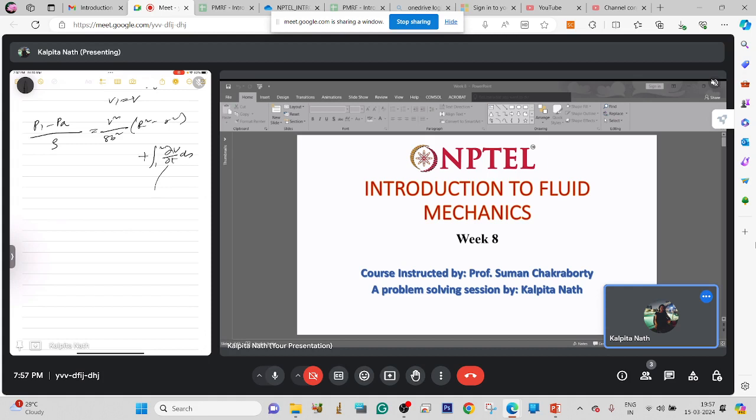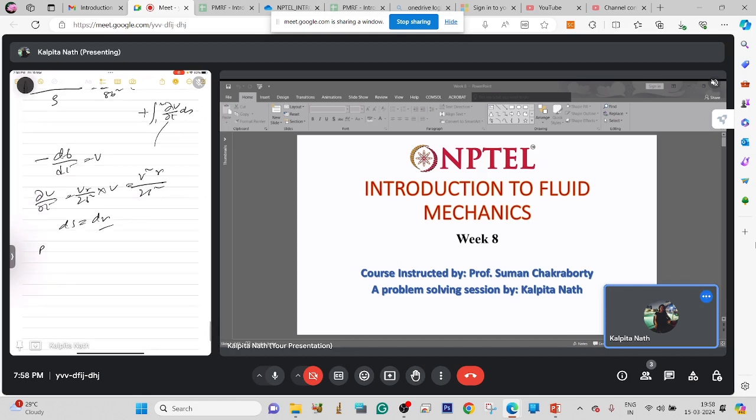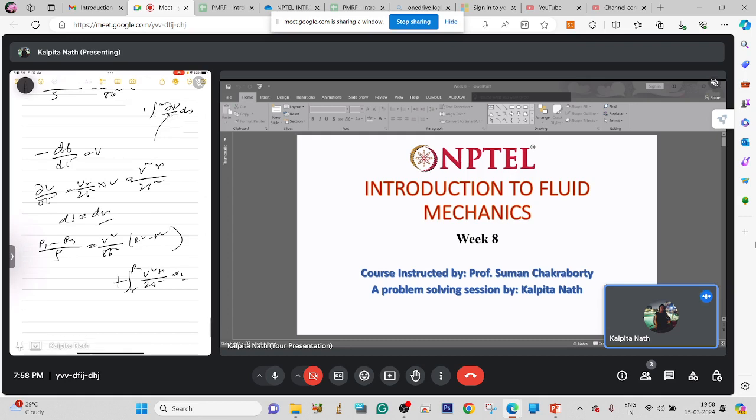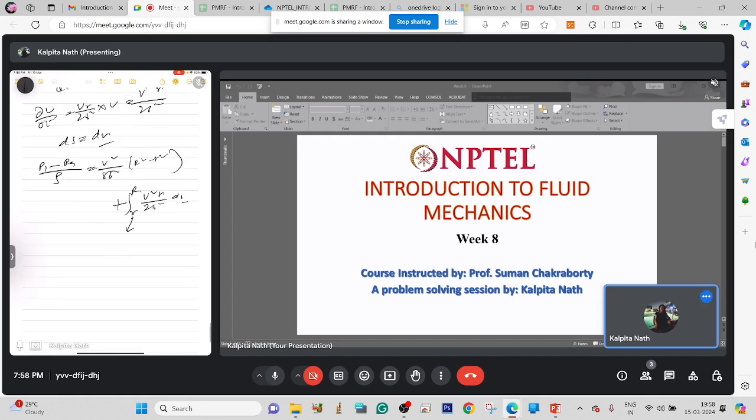Now we can write that minus dB dt is equal to V, and del V del t is equal to V R by 2B square multiplied by V, which is V square R by 2B square. And ds can be written as dr if we choose the streamline in such a way that ds is equal to dr. So P1 minus PA upon rho is equal to V square by 8B square times R square minus r square, plus the integral from small r to capital R of V square r by 2B square dr, which gives V square by 4B square times R square minus small r square.